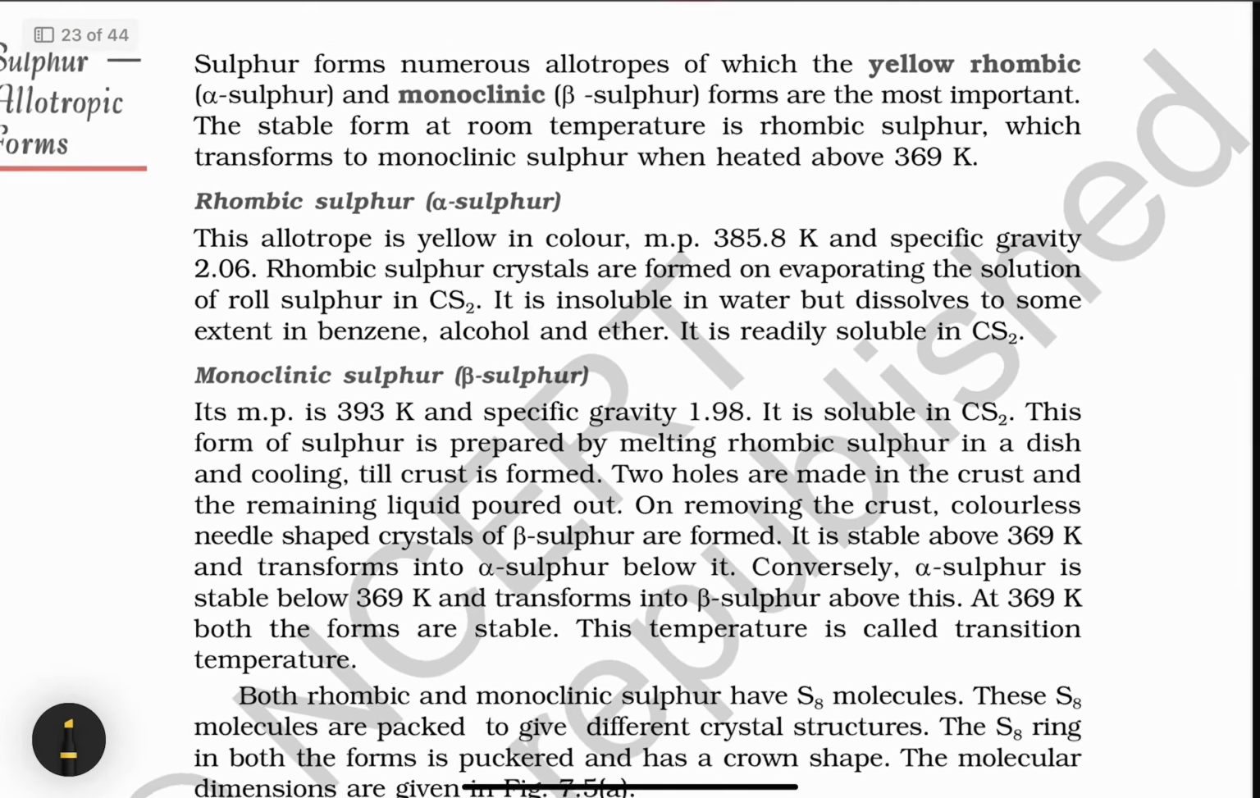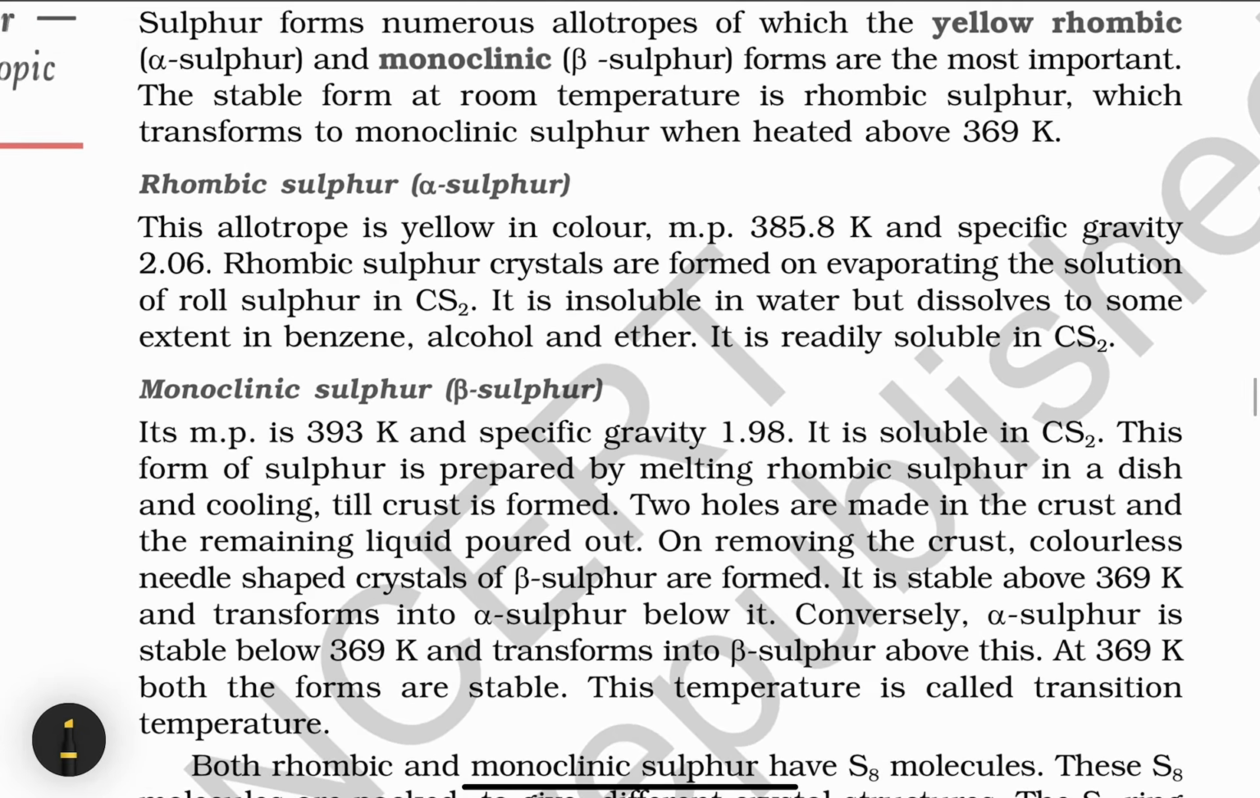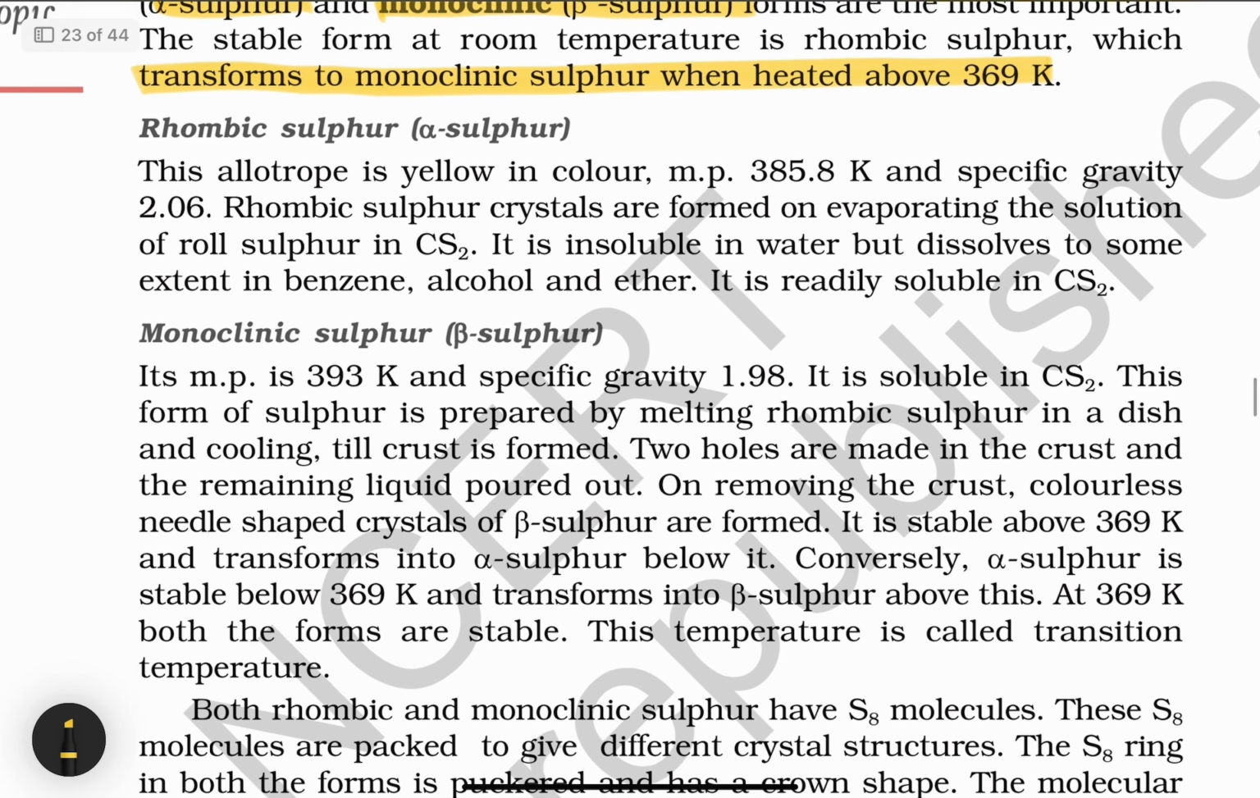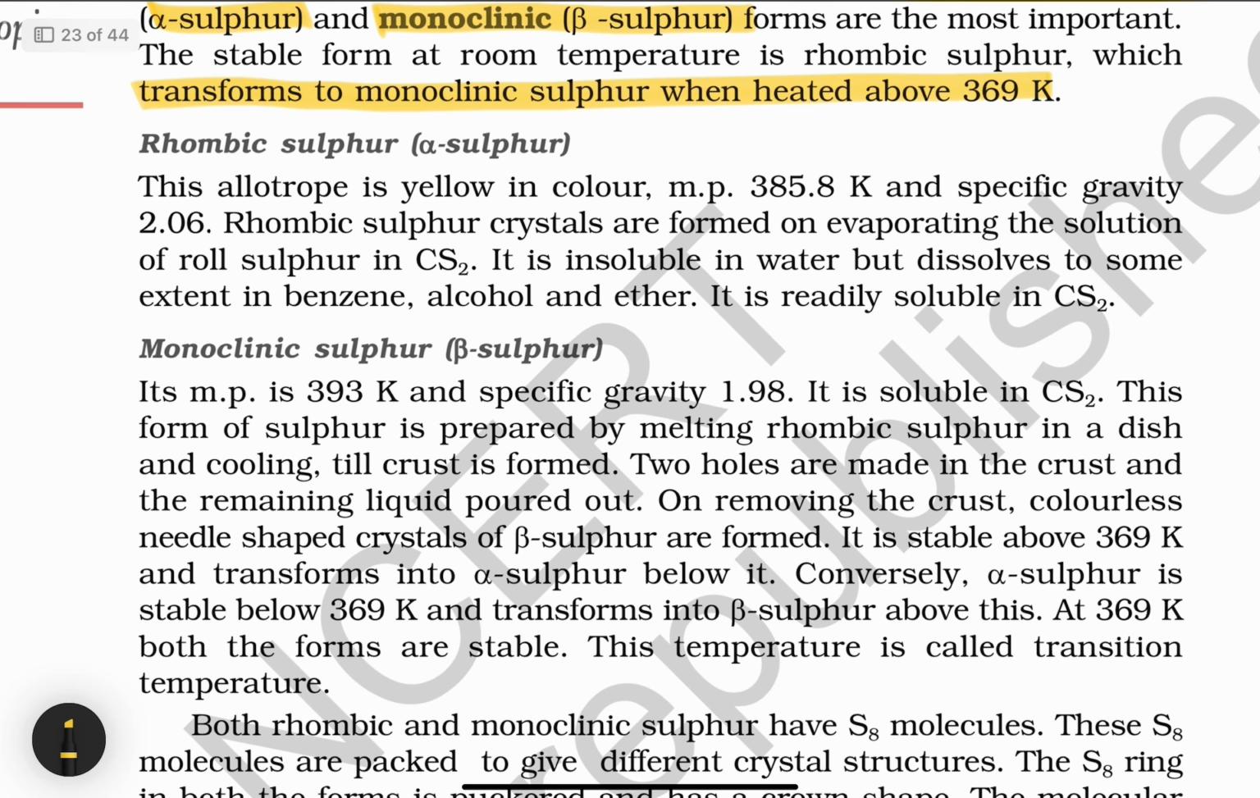Sulfur allotropic forms. This is again there in the syllabus. Yellow rhombic sulfur alpha, monoclinic beta sulfur are the most important ones. The transition temperature is 369 Kelvin. Okay, now here that is maintained. Below 369 Kelvin alpha form, above 369 Kelvin beta form. You need to remember this.